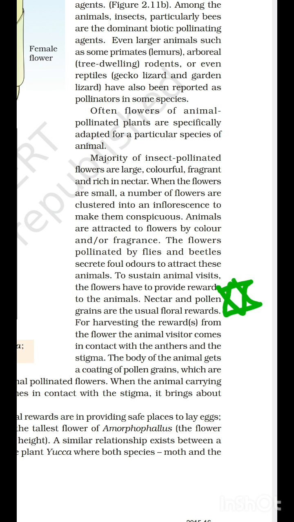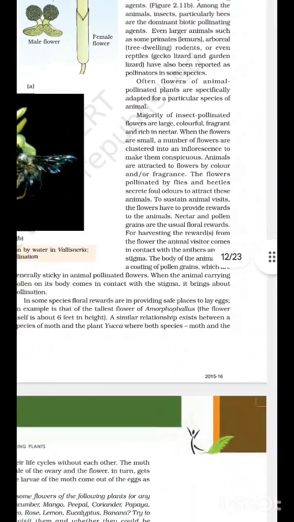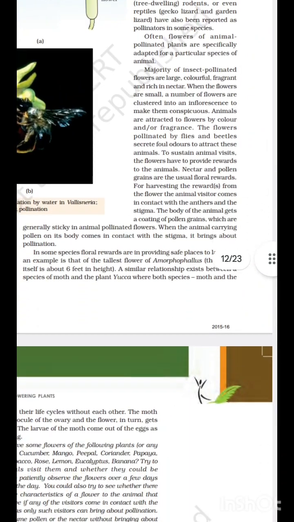For harvesting the rewards from the flower, the animal visitor comes in contact with the anther and the stigma. Then the body of the animal gets a coating of pollen grains, which are generally sticky in animal pollinated flowers. When an animal carrying pollen on its body comes in contact with the stigma, it brings about the pollination.